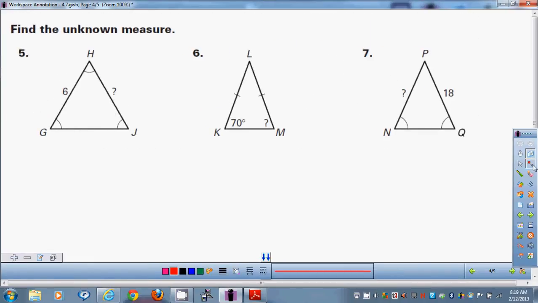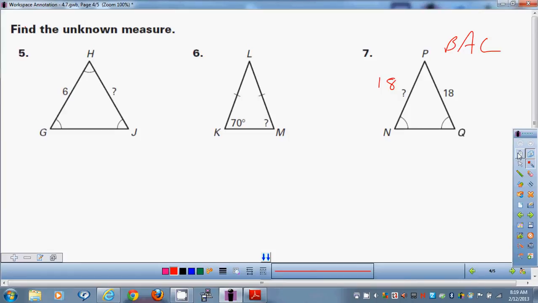5 through 7. What do you think that's going to equal? That's right. Now, here's something else I want you to do. For 5 through 7, I want you to tell me base angles theorem or converse. Which one is this? It is the converse because they gave you the angles. Whereas number 6 would be the theorem because they gave you the sides. So 18 by the base angles converse. BAC, base angles converse, yes.